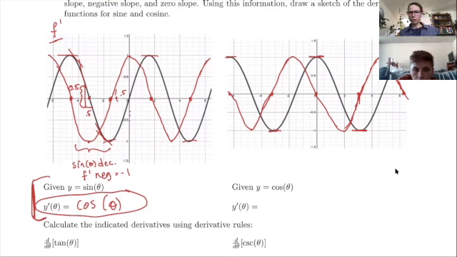So if you're still on and you haven't said anything in the chat window yet, let me know what you think y prime is if y is cosine. What is the derivative of cosine?